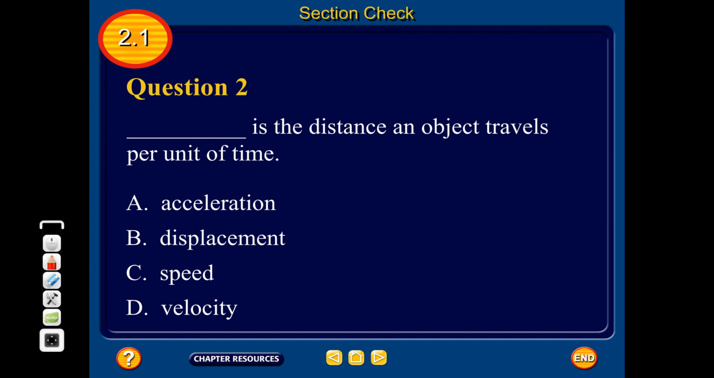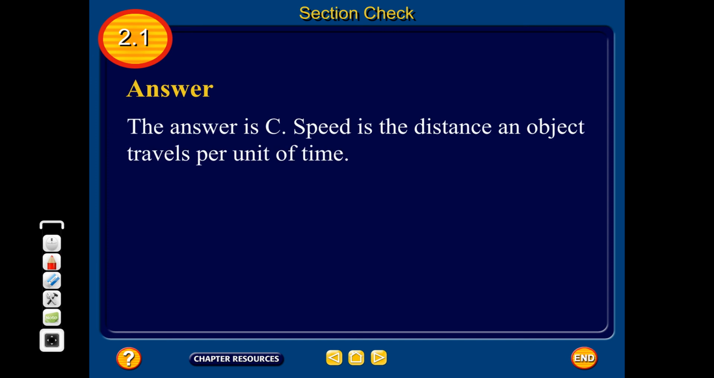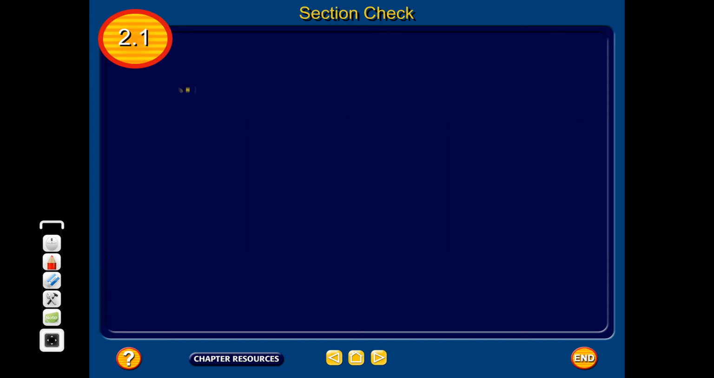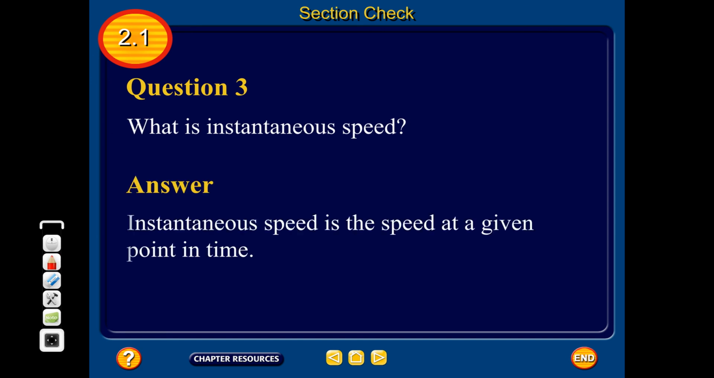It's blank is the distance an object travels per unit of time. Okay? That's your speed. It's not velocity. That's where people get tricked. Velocity is speed and direction. All right? What is instantaneous speed? Instantaneous speed is your speed at a particular point in time.